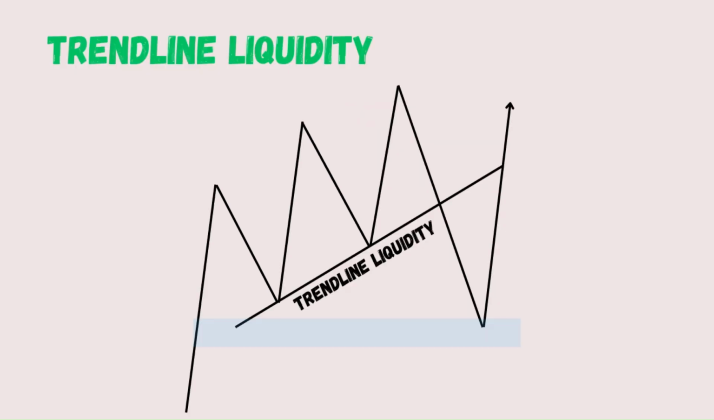So let's start. Today we are talking about trendline liquidity. Trendline liquidity is the liquidity created when the market is trending upward or downward. Yeah, it's not that important as equal high and equal low liquidity because equal high and equal low liquidity formed at strong support and resistance area.